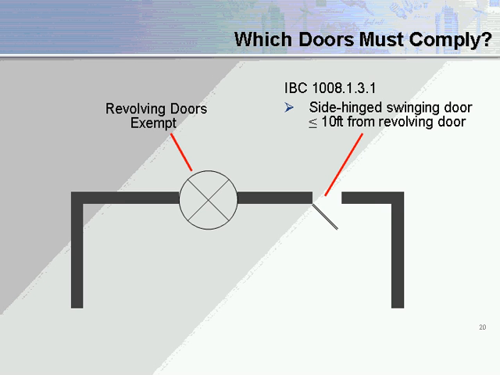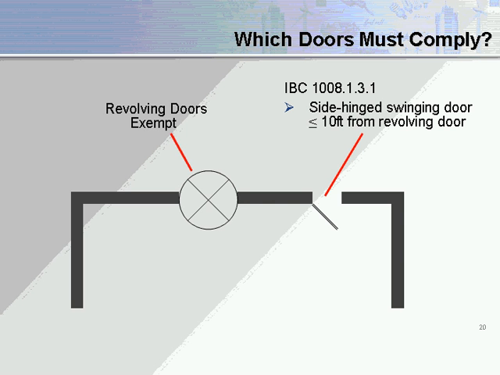Okay, another exemption is revolving doors. If we get into the IBC requirement, though, the IBC requires a side hinge swinging door no greater than 10 feet from the revolving door. So the question is, the revolving door is exempted from the vestibule requirement. Is the side hinge swinging door exempted also? I would maintain that the revolving door was fair game. The side hinge swinging door would be exempted because that door is there primarily from an egress standpoint, from a handicap access standpoint, and it's really not part of the main public entrance into the building.